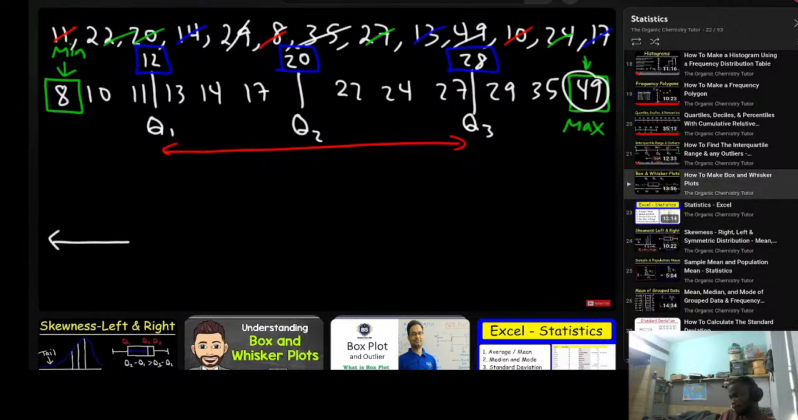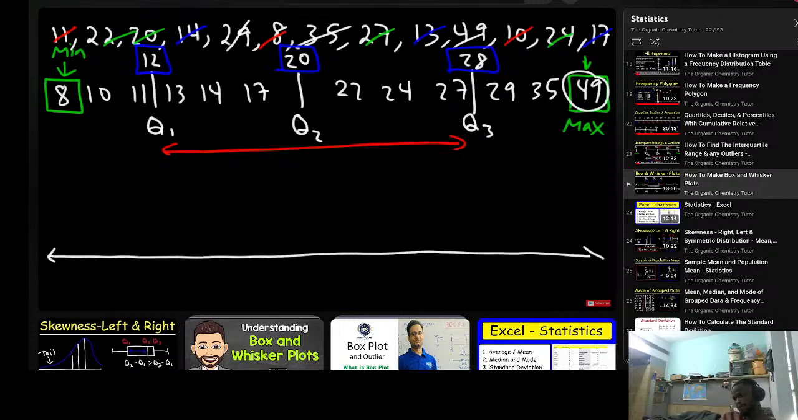Let's begin by creating a number line. The lowest value is 8 and the highest is 49. So let's start from 0 and let's go by tens until we get up to 50. So first, let's plot Q1. Q1 is 12, which is approximately right there. And then Q3 is 28, which is just under 30.